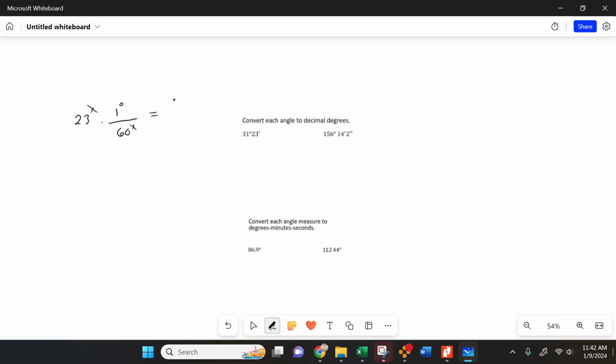So I multiply across the top and I'll have 23. I multiply across the bottom, it's like it's over 1, and I have 60. Now the only unit left is degrees. So now I have everything I need. Let me just divide those. I get 0.38, it goes on repeatedly. 0.383. Now 23 minutes is 0.383 degrees. So now I'm just going to put that decimal right onto the degrees. I've turned those minutes into the decimal degrees.